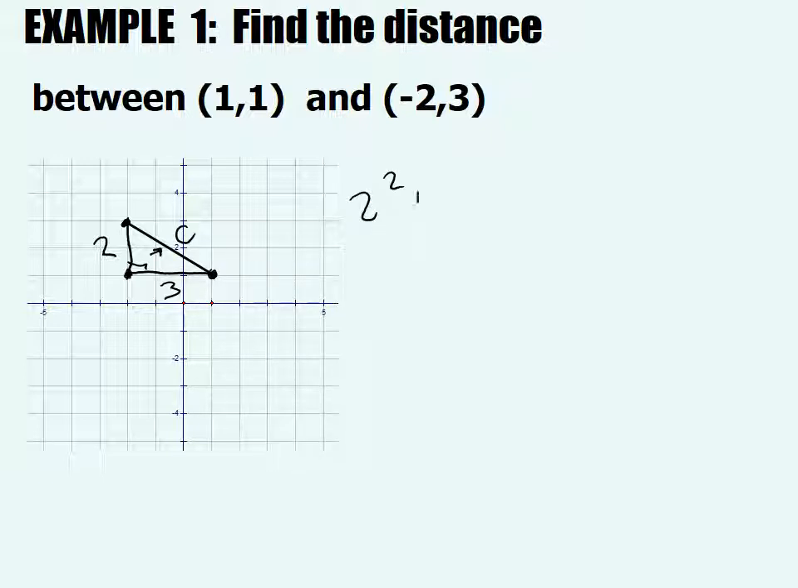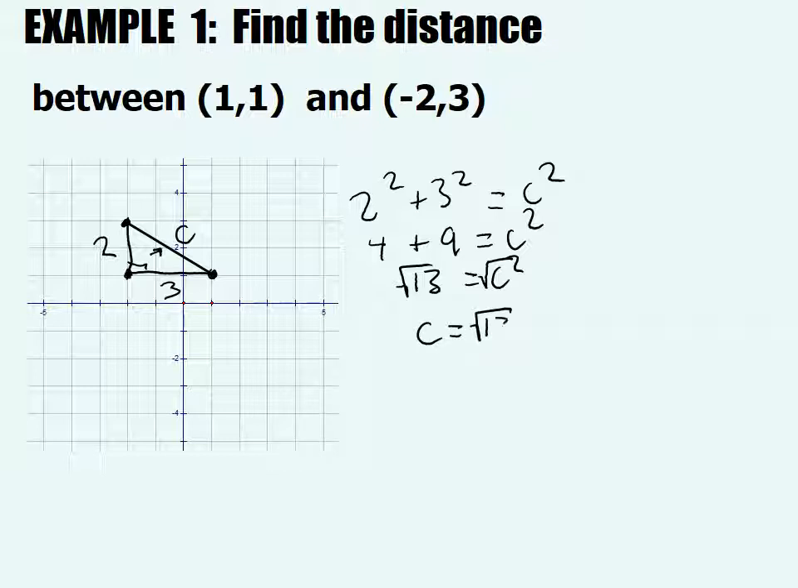I know that 2 squared plus 3 squared equals C squared. 2 squared is 4 plus 3 squared is 9 equals C squared. 4 plus 9 is 13 equals C squared. To write our answer, we square root both sides. C is the square root of 13. 13 is prime, so I know I can't simplify this radical any further, so I found that missing side.